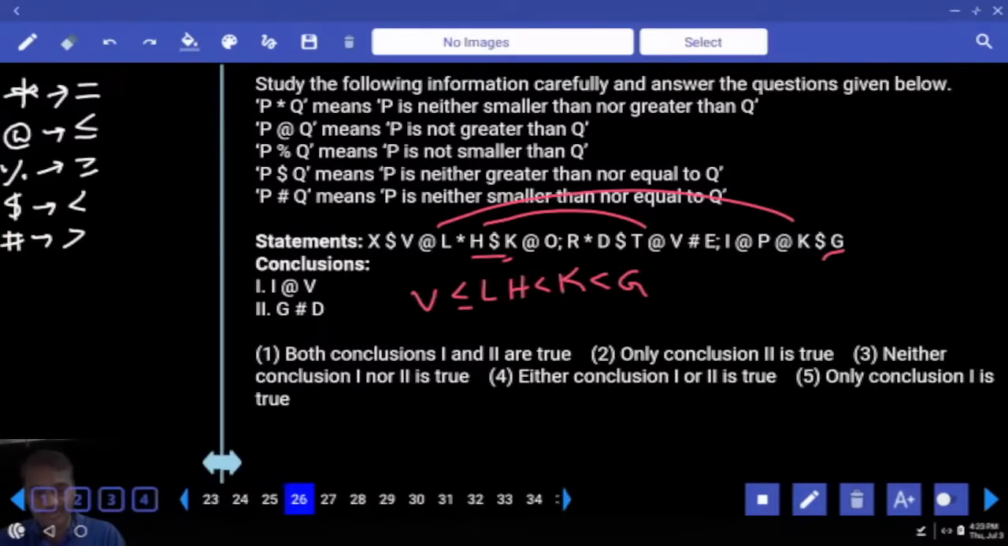Now we need to find out D. What is the relation between D and T? Now D dollar. Now V at the rate of, and T lesser than or equals to V. And D dollar, D dollar means D lesser than T.